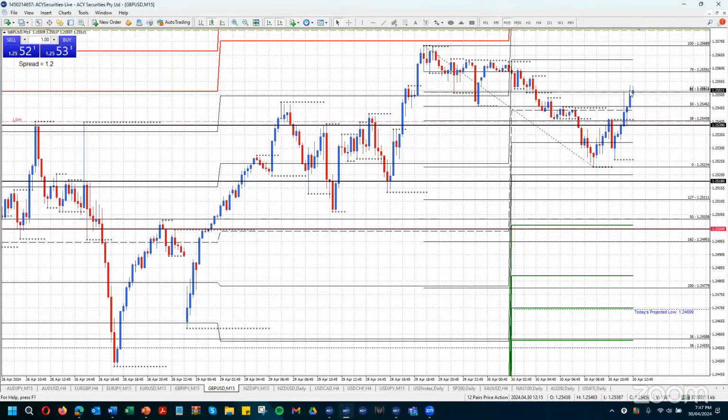Seeing as we tested that 62 area now 3 times, I'd probably go for the 79% area. If I was looking for an opportunity short, thinking this may be the final top, I'd try to look at the 79% area.